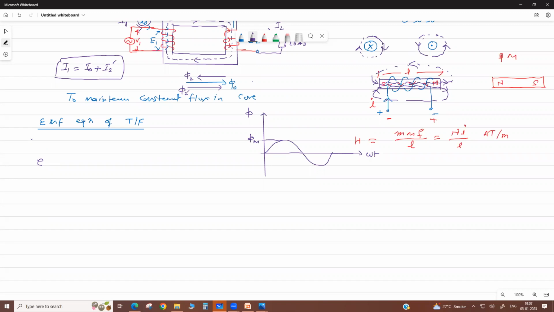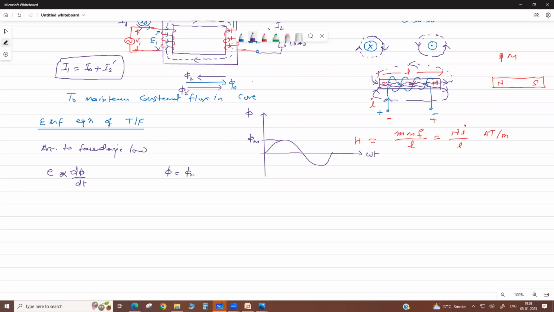So the induced EMF, according to Faraday's law, E is directly proportional to d phi by dt, the rate of change of flux, correct? Then this flux is phi.